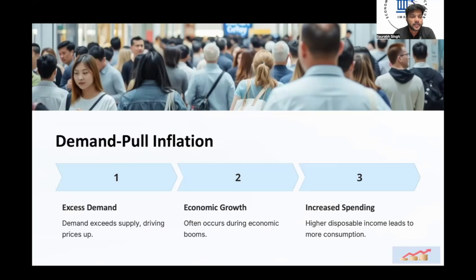It happens during economic growth, when the economy is growing steadily and rising at a good rate. For example, in India, since India is the fastest growing economy in the world, we can say that there is demand pull inflation that exists in the economy.